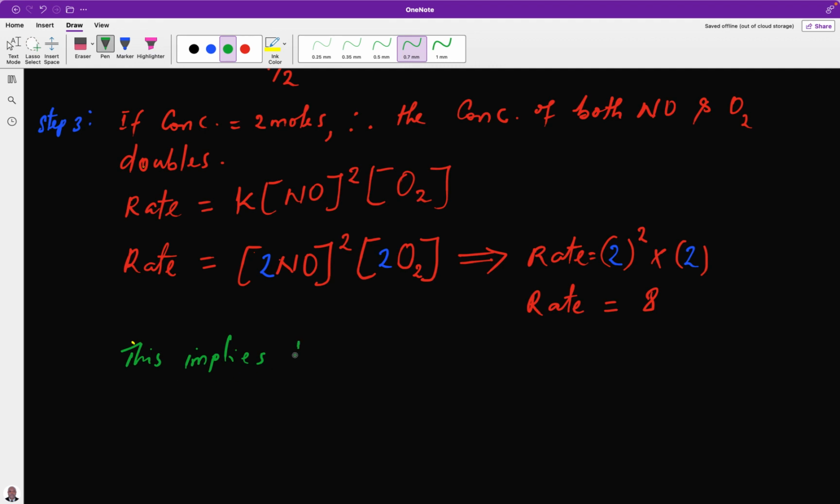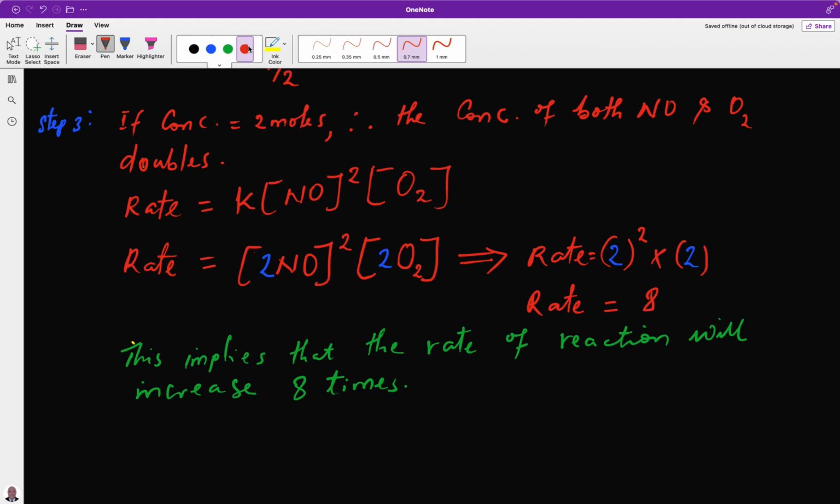This implies that the rate will increase eight times. The rate of reaction increases 8 times. So that is it.